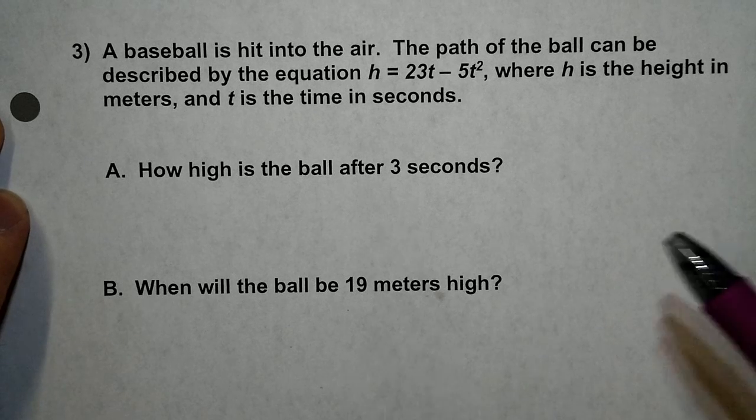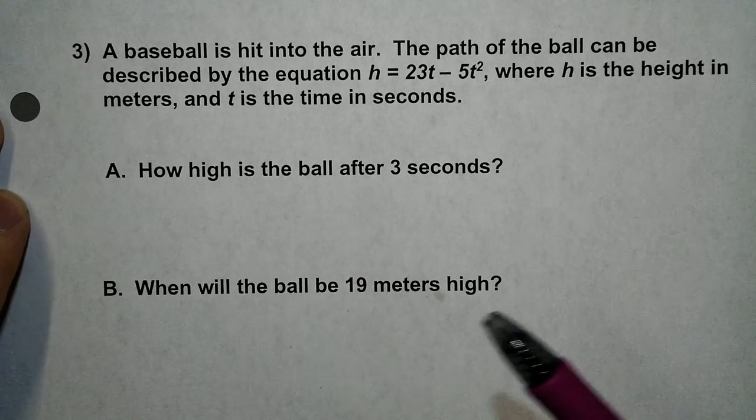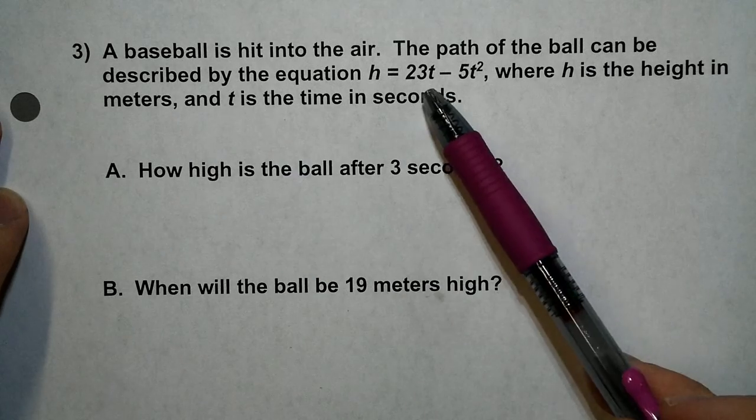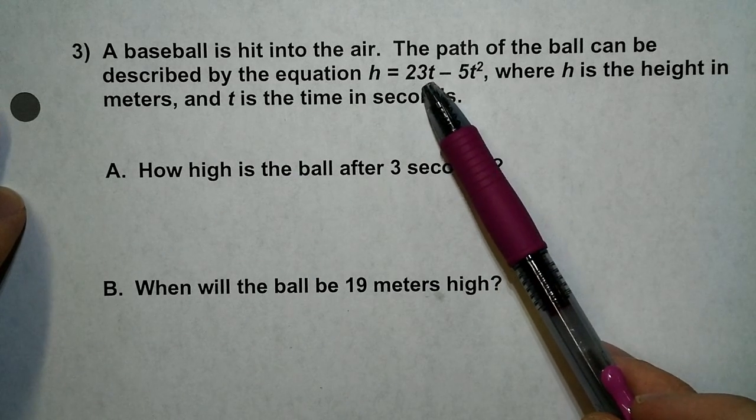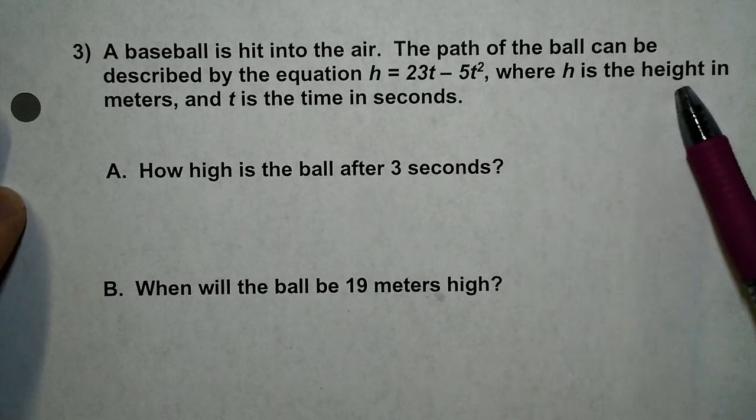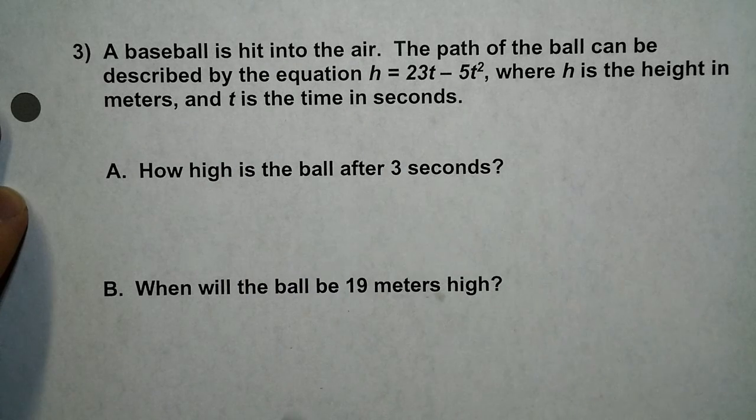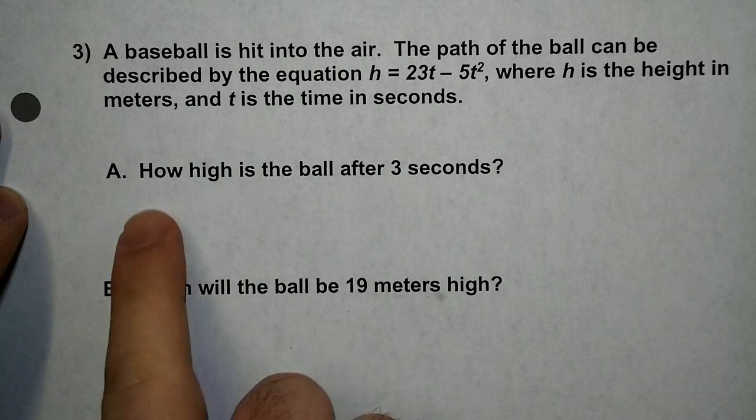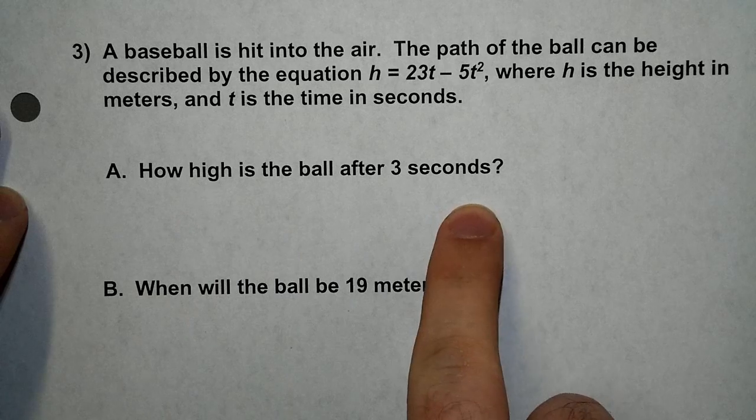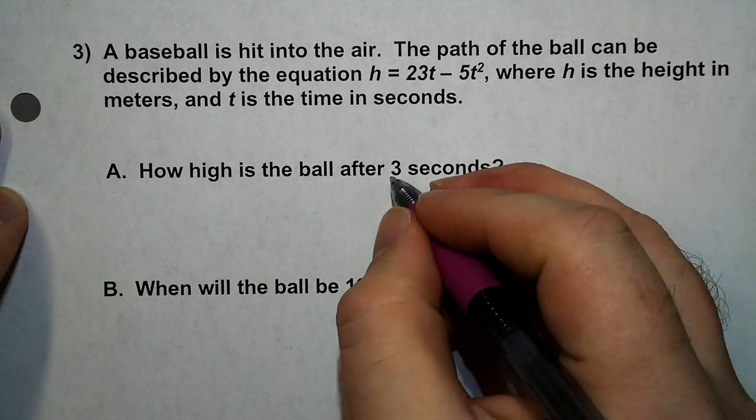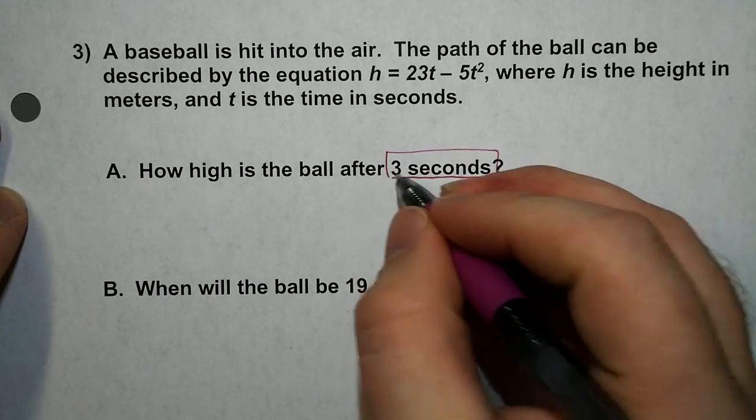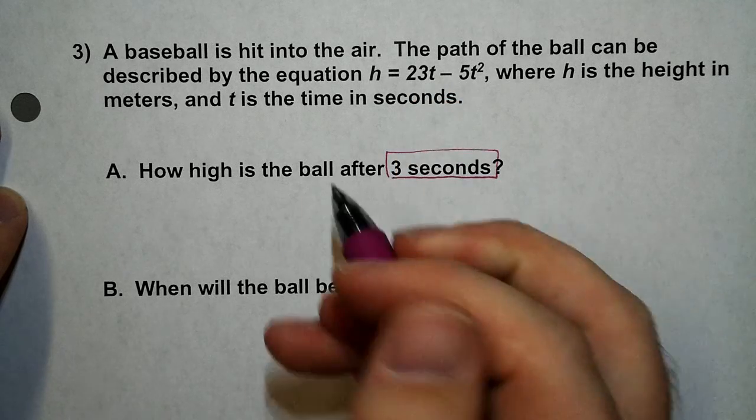All right, our last example says a baseball is hit into the air. The path of the ball can be described with the equation h equals 23t minus 5t squared, where h is the height in meters and t is time in seconds. First question, how high is the ball after 3 seconds? Once again, they give us seconds to plug in. All we have to do is plug in 3 for that t.